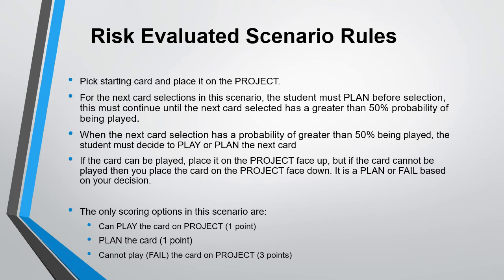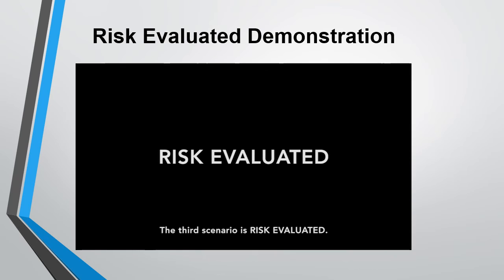If the card can be played, place it on the project face up. But if the card cannot be played, then you place the card on the project face down. It is a plan or a fail based on your decision. The only scoring options in this scenario are: can play the card on the project, 1 point; plan the card, 1 point; cannot play, fail the card on the project, 3 points. Demonstration video to follow.